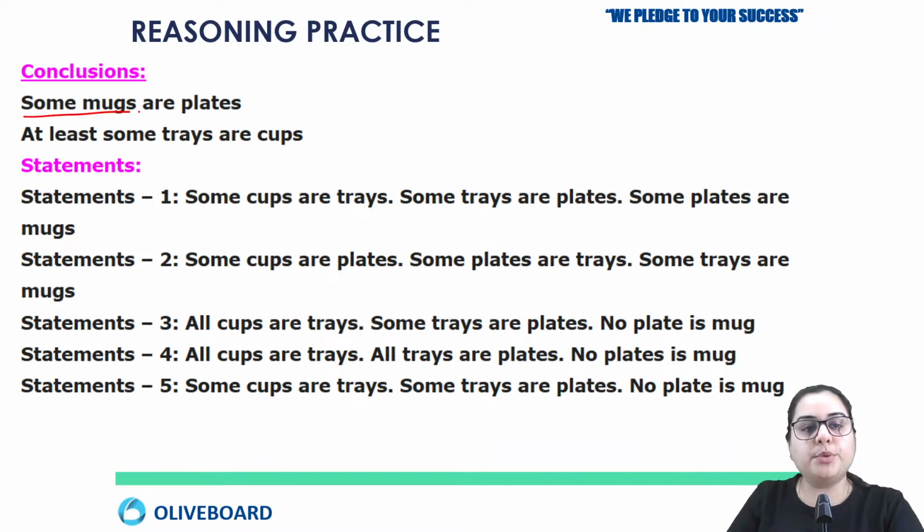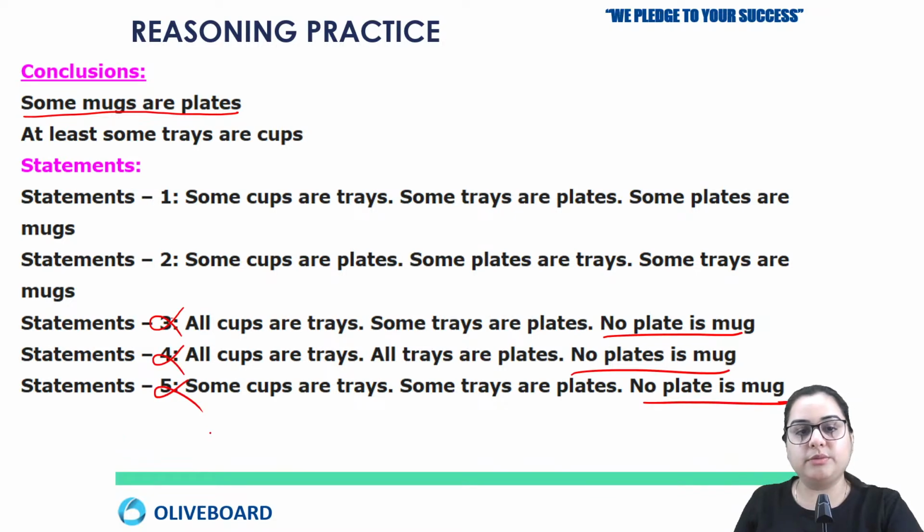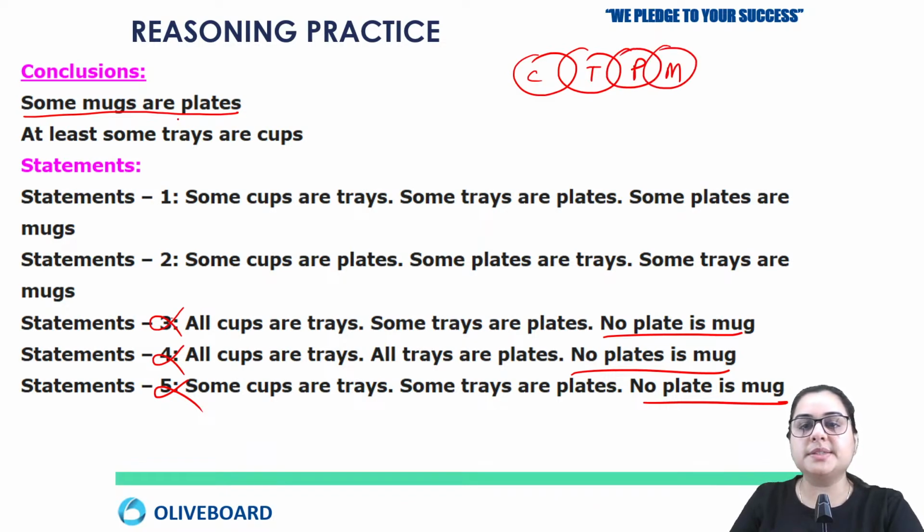So here you have a positive conclusion about mug and plate. So there should not be a negative statement about mug and plate, but you are getting that in all the last three options. So these 3 options are wrong. We are left with just 2 options, and let's make a diagram for these 2 because we need to make the diagram. So the first one is some cups are trays, some trays are plates, some plates are mugs. So first is some mugs are plates.